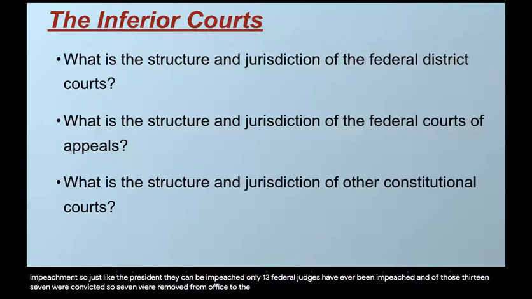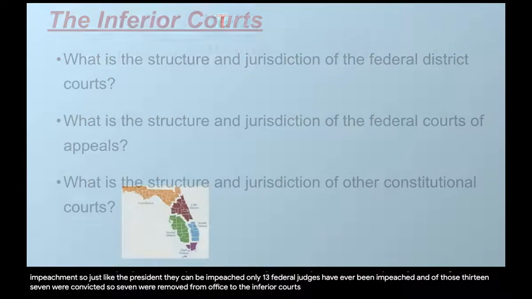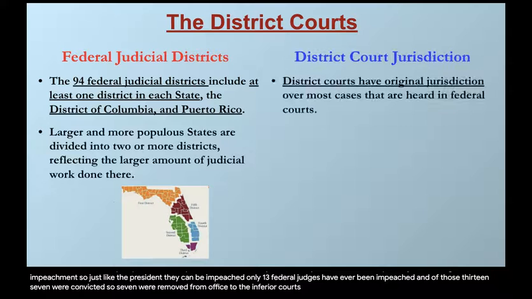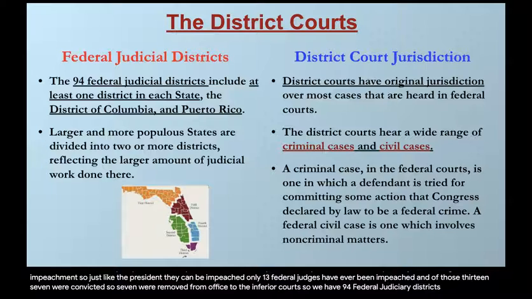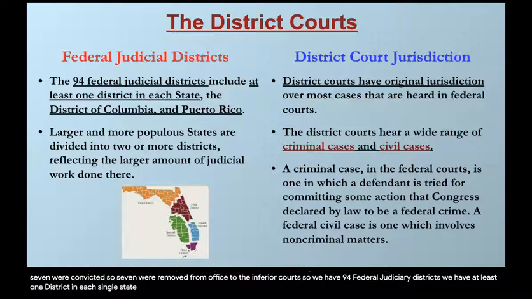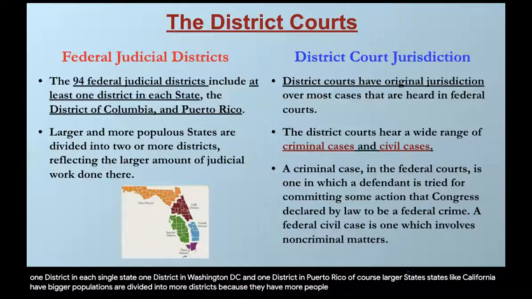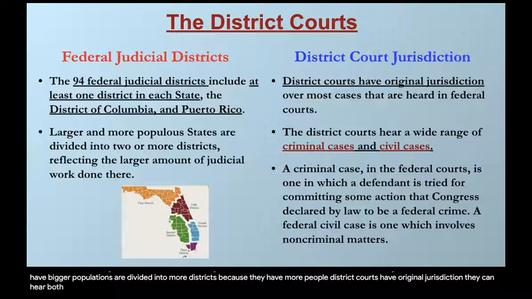Right, moving into the inferior courts. We have 94 federal judiciary districts. We have at least one district in each single state, one district in Washington, D.C., and one district in Puerto Rico. Of course, larger states, states like California, have bigger populations, are divided into more districts because they have more people. District courts have original jurisdiction. They can hear both criminal cases and civil cases.